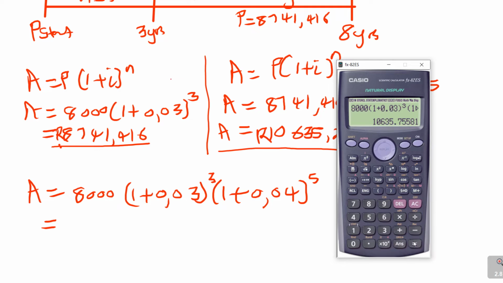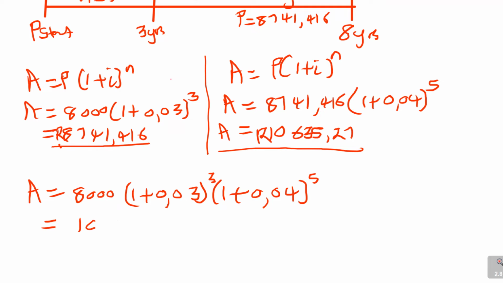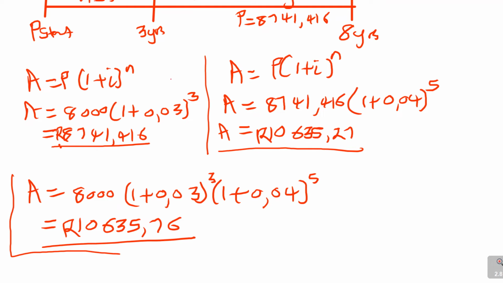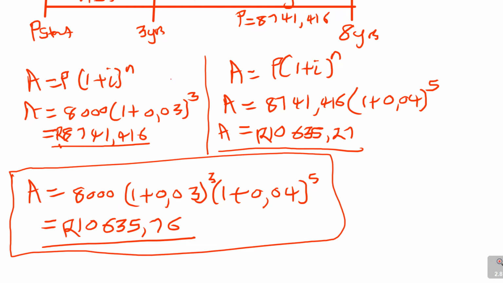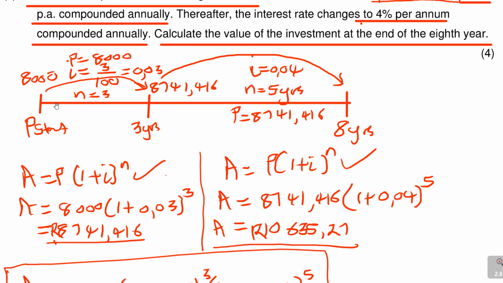See, there is 10,635.76. It's the rounding off that I think is different there, but the main number 10,635 is the same. So some prefer doing it like this, but I prefer working it one step at a time, where you see from here to 3 years, from 3 years to 8 years. But that is that, guys.